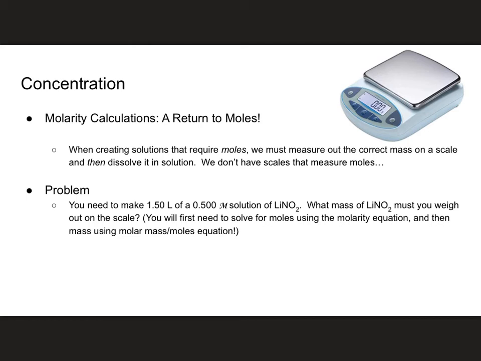So here it is, right? When creating solutions that require moles, we must measure the correct mass on a scale and then dissolve it in solution. We don't have a scale that measures moles, right? So we need to measure something in mass, which means we're going to need to use molar mass for a lot of this. So let's take a look at this problem. You need to make 1.50 liters of a 0.500 molar solution of lithium nitrite, LiNO2. What mass of LiNO2 must you weigh out on the scale? Okay, so we're trying to make a very particular solution. So how are we going to do this?